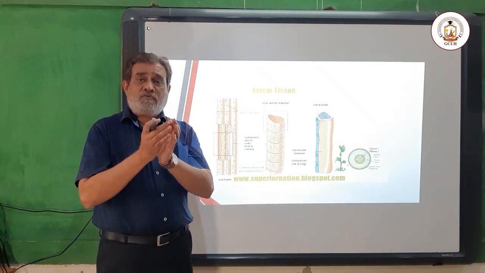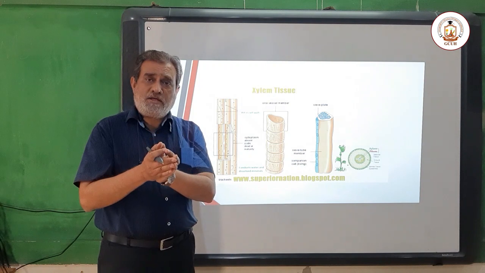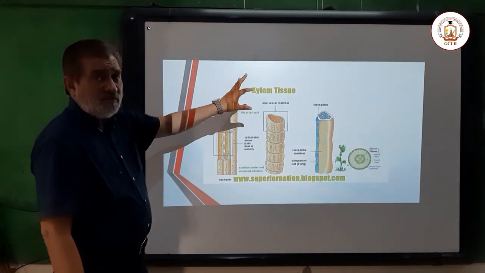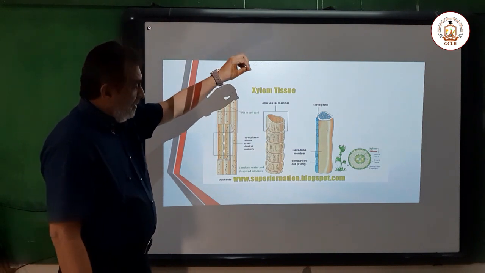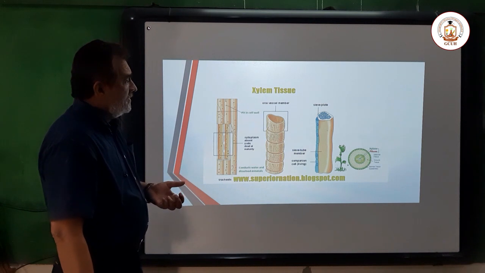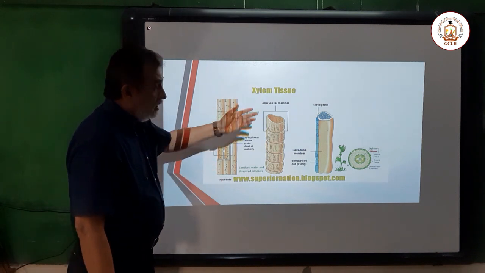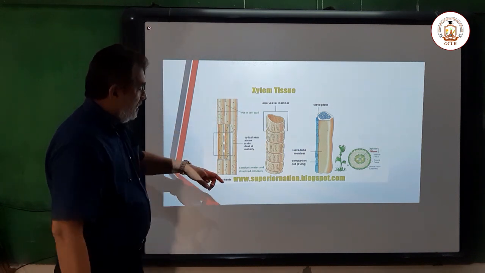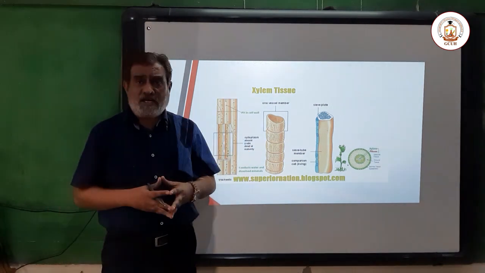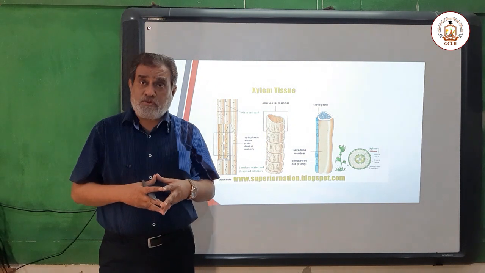That's why it is a function for the pillar of it. Then after that, if you will see, the xylem tissues mainly consist of the tracheids. The tracheids are the lignified tissues present here. And after that, some of the tissues which are called the vessels are also present.